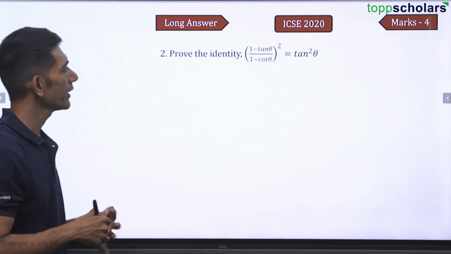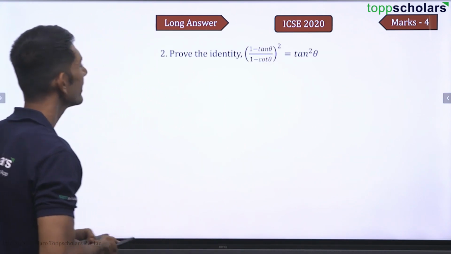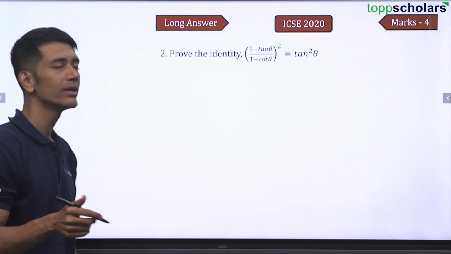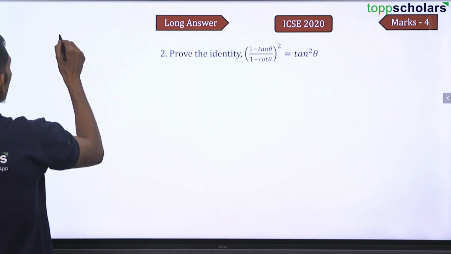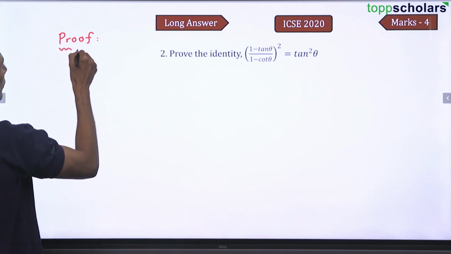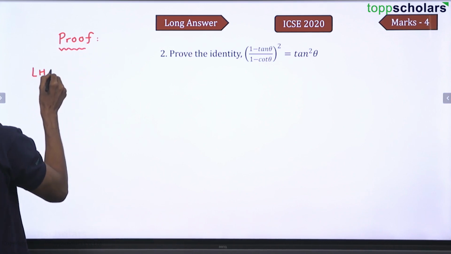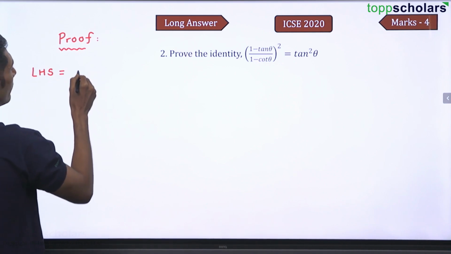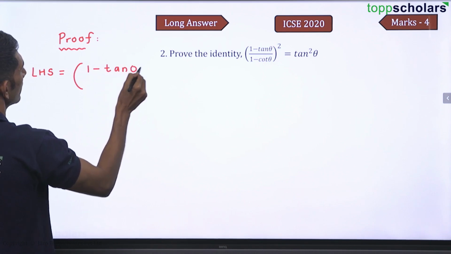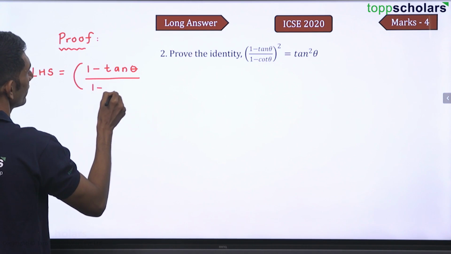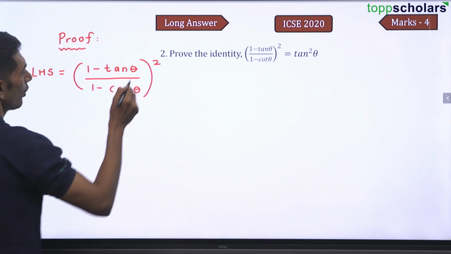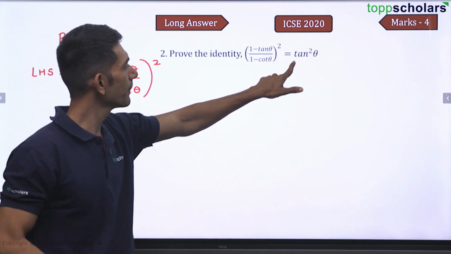Okay, so let us see a new question. It says prove the identity 1 minus tan theta the whole square by 1 minus cot theta the whole square is equal to tan square theta. So if we start with the left hand side for the proof, on the left hand side, what do we have? We have 1 minus tan theta by 1 minus cot theta the whole square.